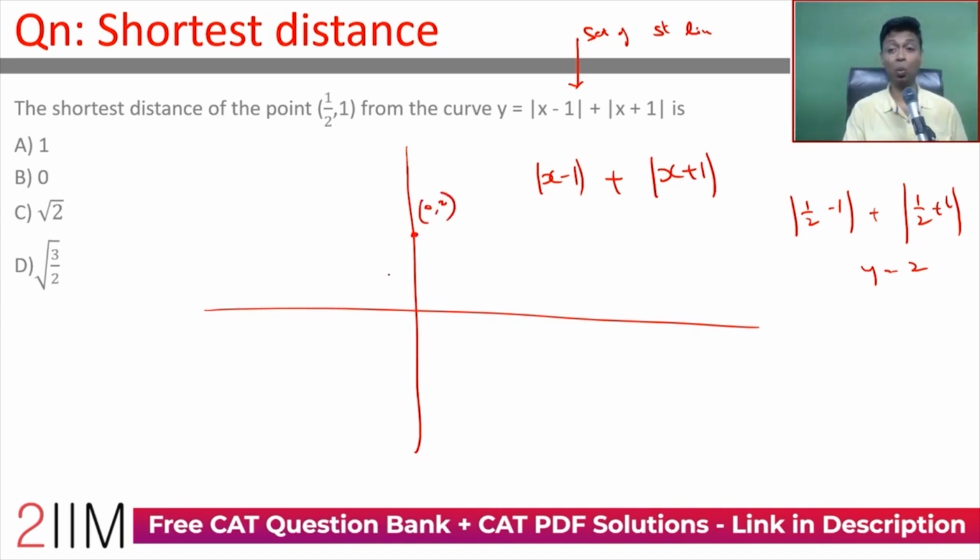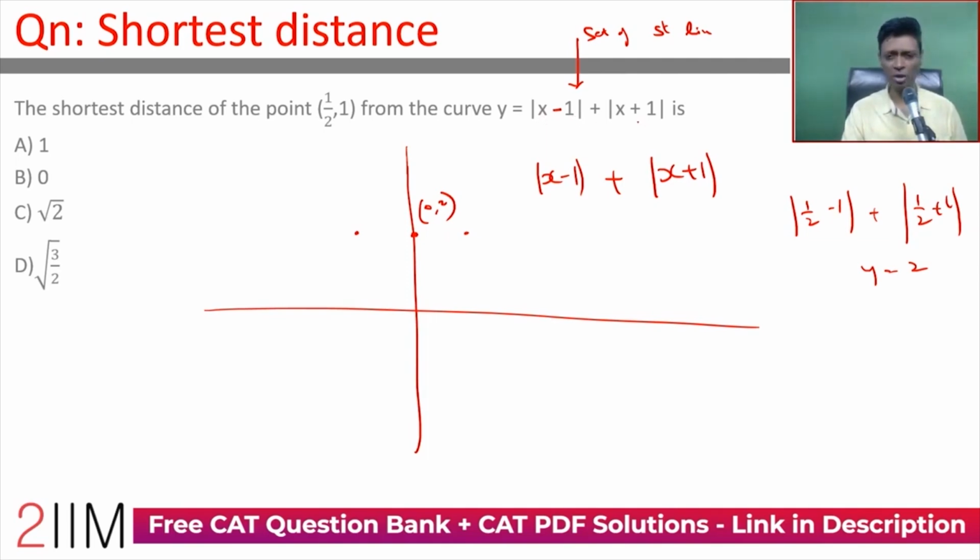When x equals 1, we'll have 1 minus 1, which is 0, and 1 plus 1, which is 2. So (1, 2) is a point. X equal to minus 1, that will be a point here. And so x equal to 1 by 2: half minus 1, the modulus is 1 by 2, and 3 by 2, y equal to 2, minus 1 by 2, that will also be a point.